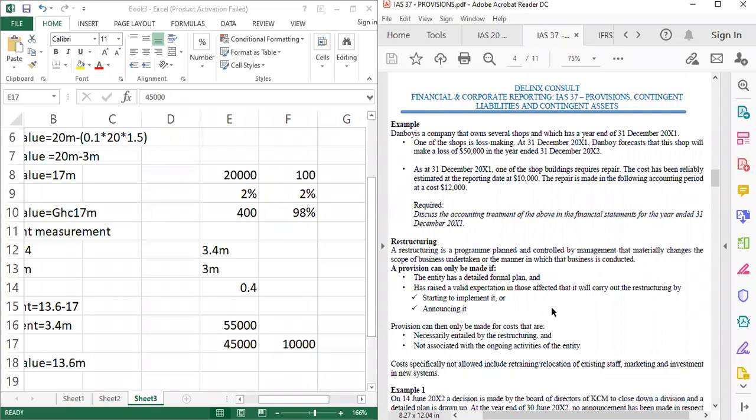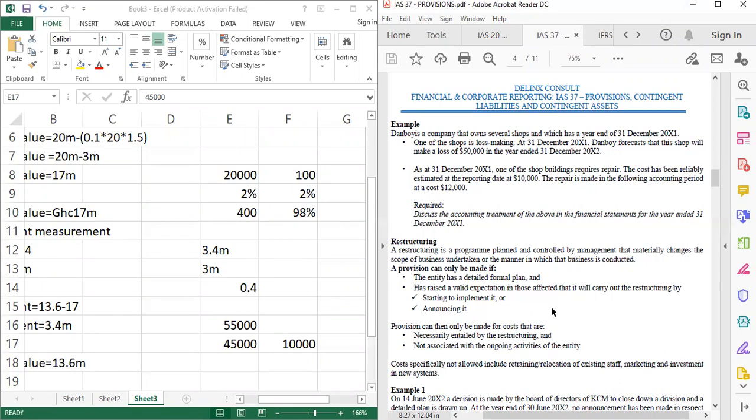But you can only make provision when you announce the restructuring plan, when you have communicated to those who are affected. So if you are paying the redundancy fee to your employees, it's a fee that you are going to pay if you start implementing it, so that you can make provision for it. You are going to incur it. But you can only make provision for this cost when you have a detailed, formal plan for how the restructuring will be done, and you have also communicated your decisions to the people who are affected.